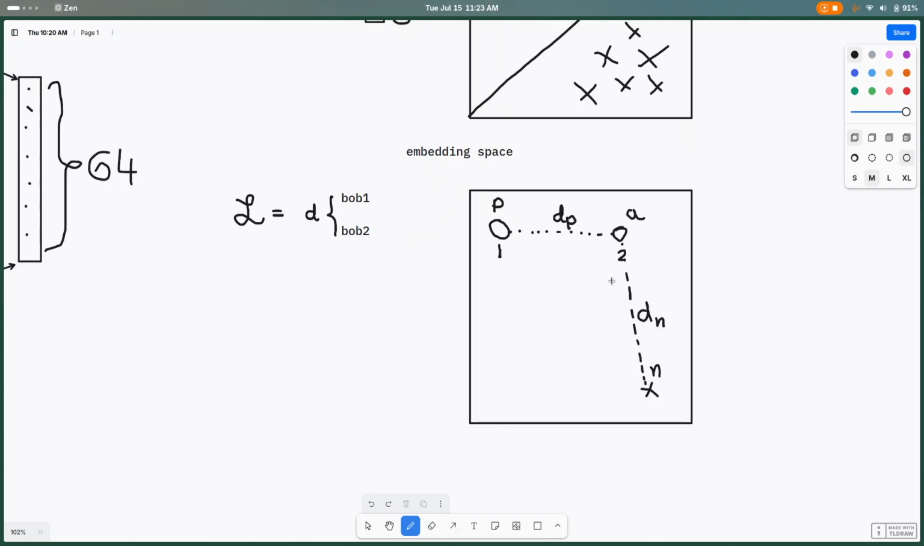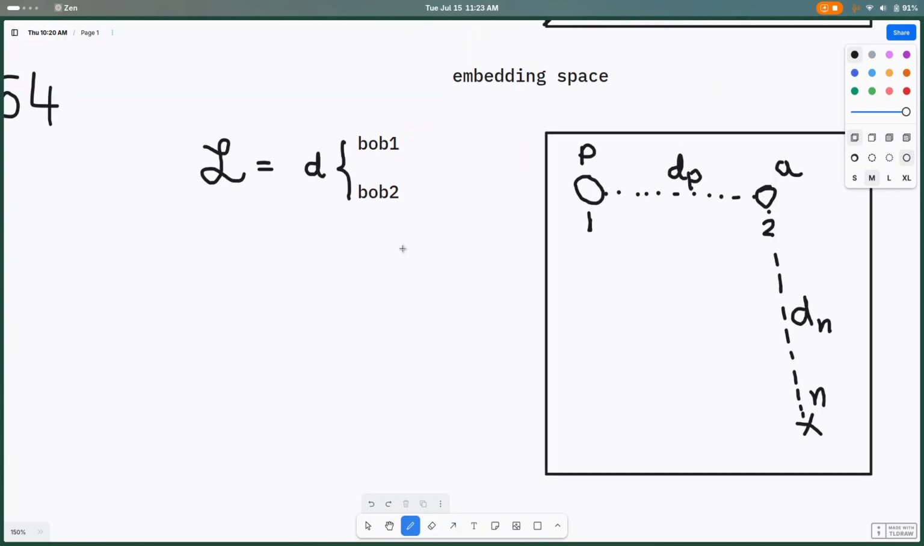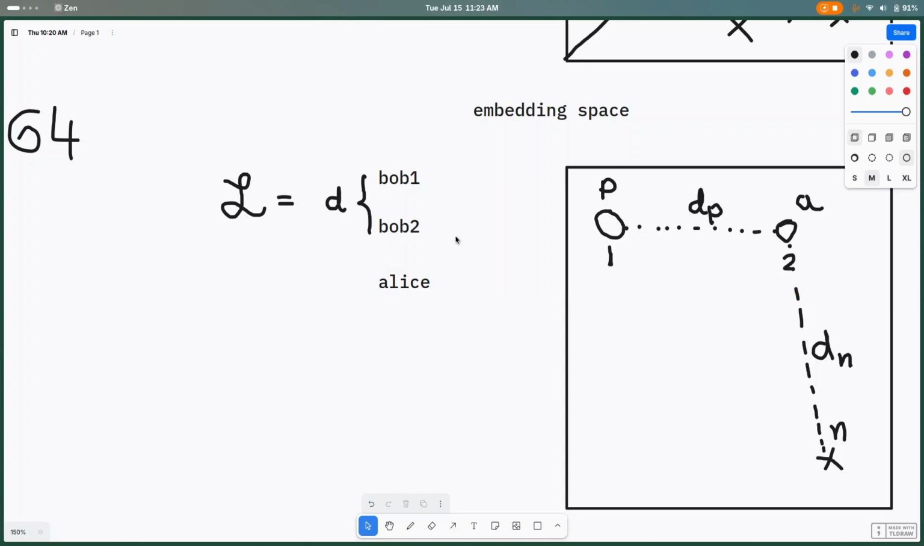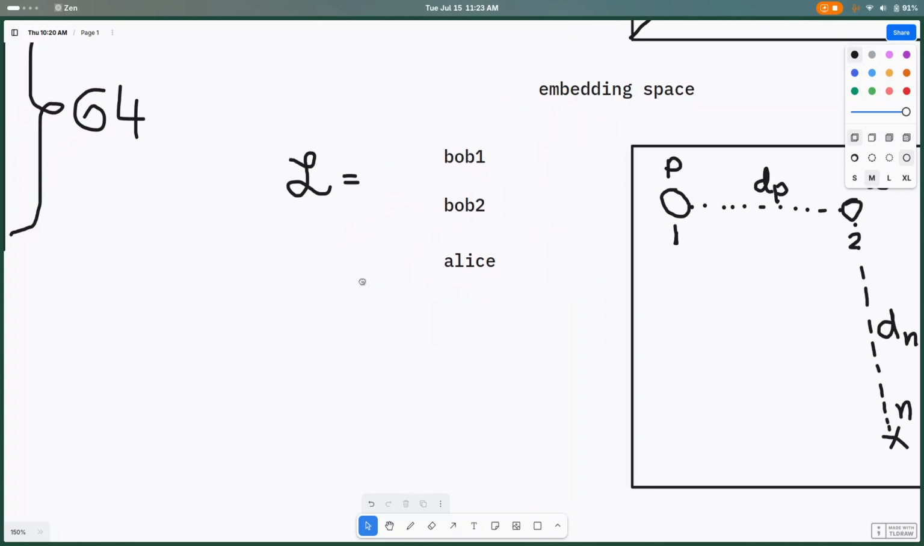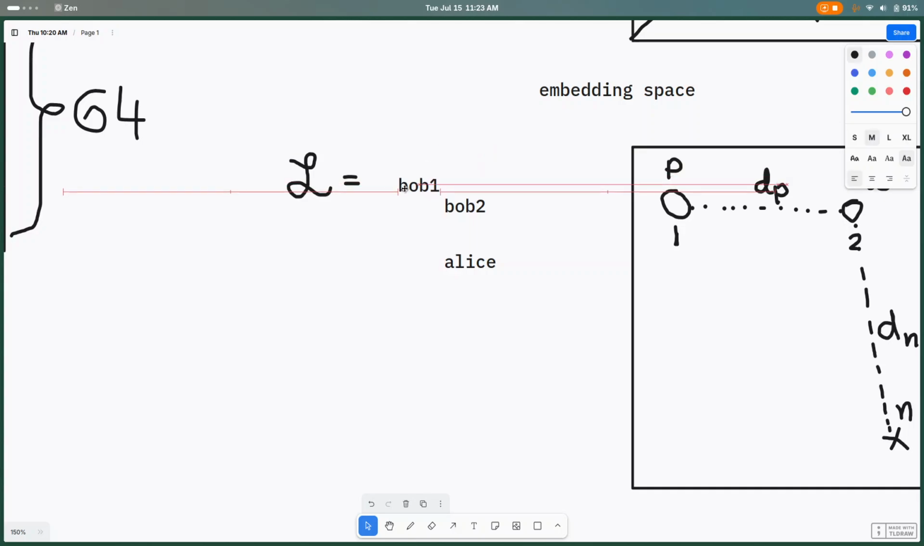So this is triplet learning, and the formula is, let's say we have Bob 1, Bob 2, and we have Alice somehow. We need 3 different points, and the distance between each of those has to be the following. The distance between, what am I doing? Let's clear that up.